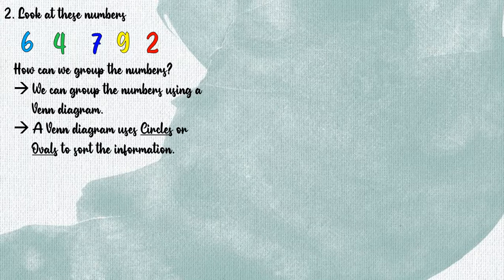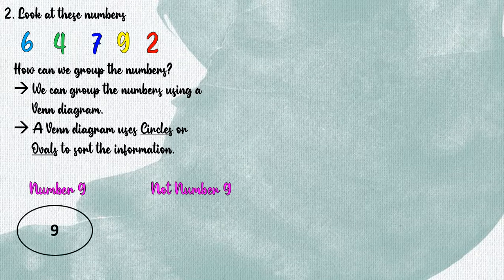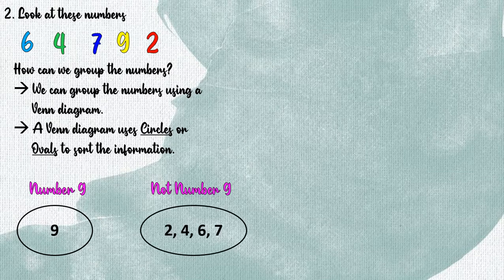A Venn diagram uses circles or ovals to sort the information. Jadi, diagram Venn itu menggunakan lingkaran atau oval untuk mengelompokkan informasi, atau untuk mengurutkan informasi. This is how to make the circle or ovals. The word is number 9. How many number 9 are there? Good job, only 1. And then, please write not number 9, yang bukan angka 9. What numbers are there? Good job, 2, 4, 6, and 7.